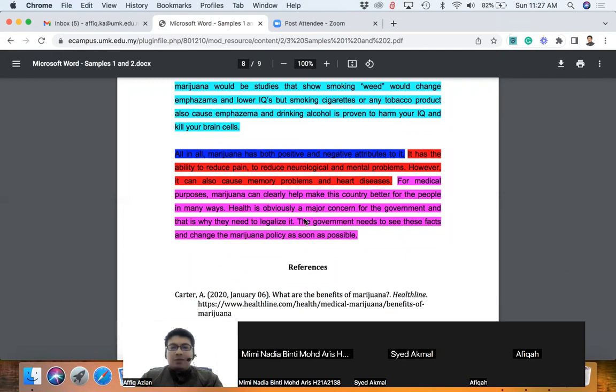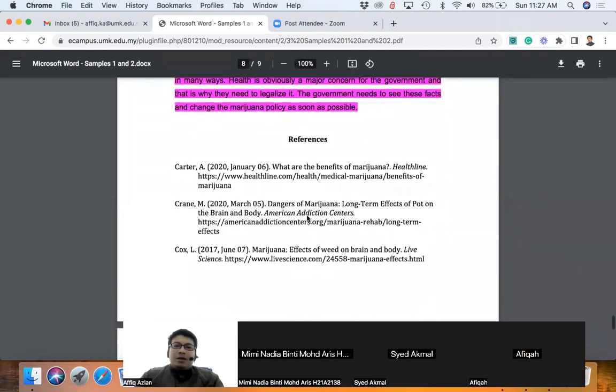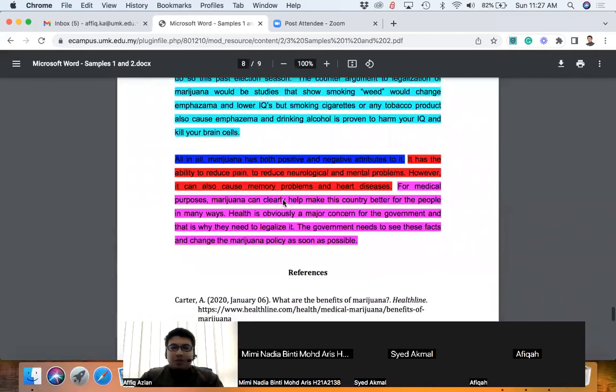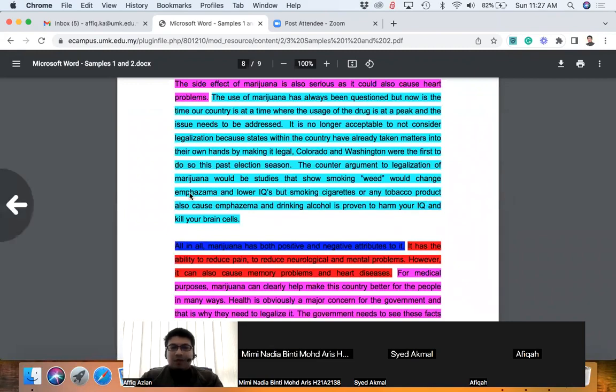And then you have what you suggest to the people. Lastly, you will have the reference, the list of references based on the citations that you have. So that is about it.